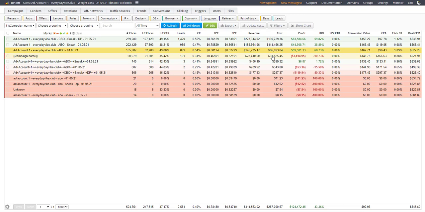But we have this $33,000 in unaccounted tracking spend, which could be evenly split between the three campaigns. It might be all top heavy to CBO Sneak or the ABO. We're not sure. So it's got to be taken with a pinch of salt, right?